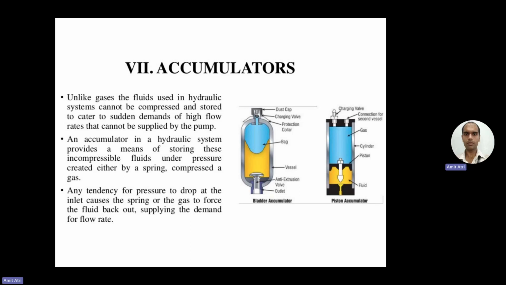So any tendency for pressure to drop at the inlet causes the spring or the gas to force the fluid back out, supplying the demand flow rate. So in the diagram here we can see a bladder accumulator and a piston accumulator.